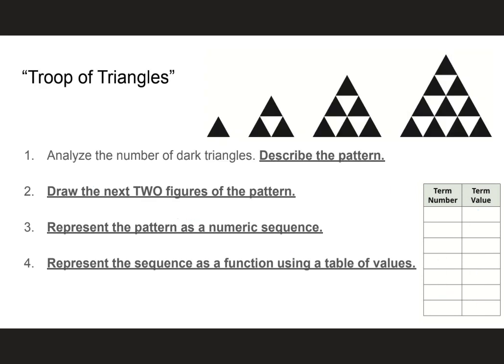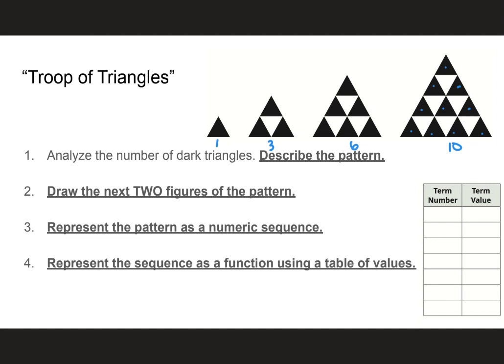All right, so now we have some triangles here. So in this case, we are analyzing the number of dark triangles to describe the pattern. So anytime I see a figure, like I said, I like to kind of write out how many we have. So there's 1 dark triangle, then we have 3, then we have 6. The next one we have 1, 2, 3, 4, 5, 6, 7, 8, 9, 10.